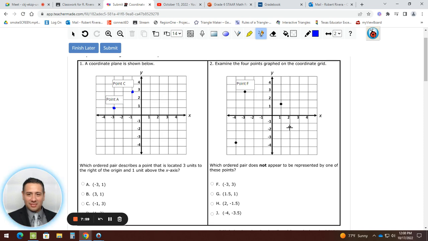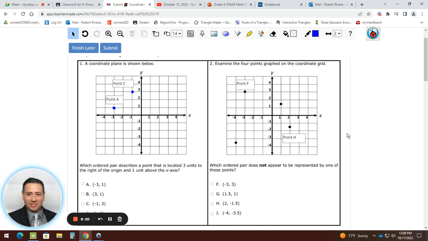So guess what? It's already what? There. So I'm going to just say, okay, it's not you. You're not the answer. But let me just put who you are. You're point H. And you're not the answer because they want the one that does not appear. You were already there. For homework, you're going to find point G and point J.